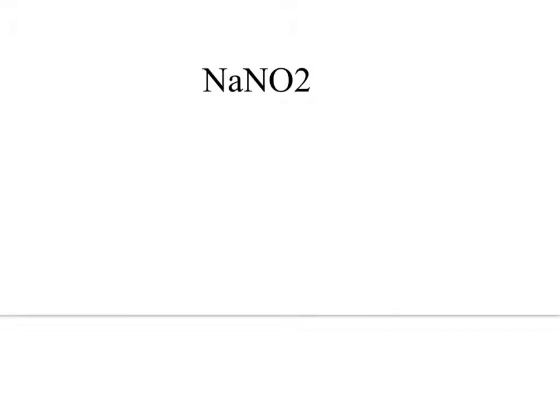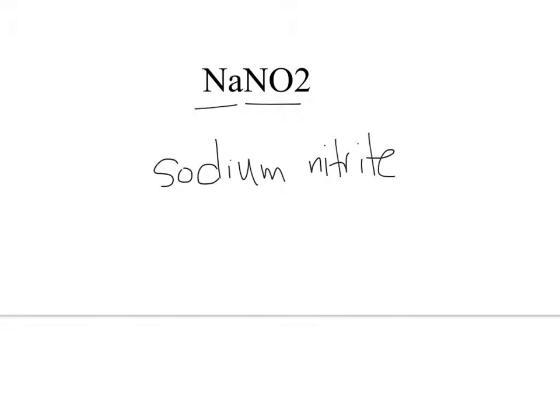Okay, in this example, we have another polyatomic here. But notice it's bonded to a representative metal, so you don't have to do any unzipping or anything. We're just going to call it sodium, and then NO2 is nitrite. So that's sodium nitrite, and that's it.